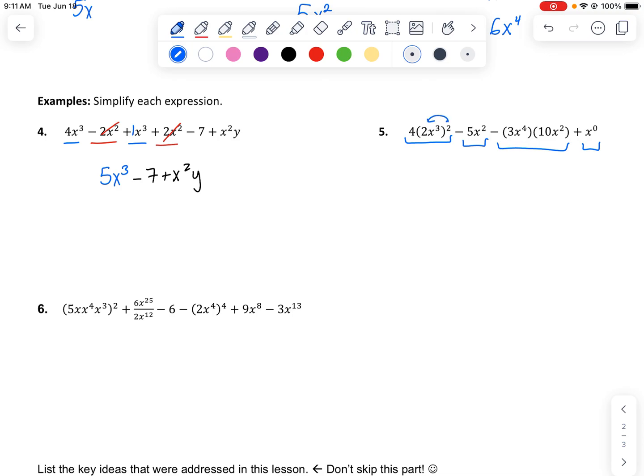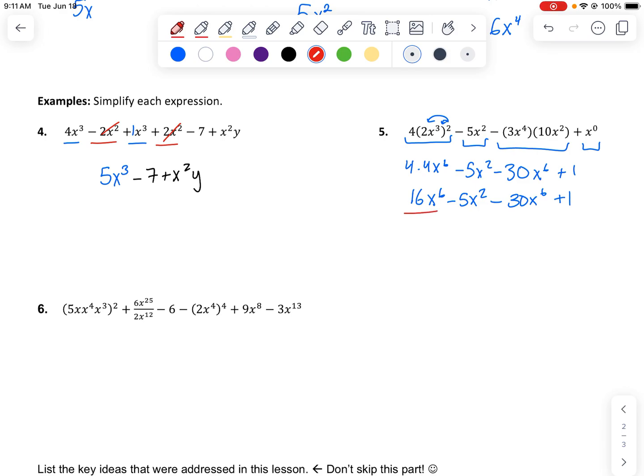So the first term, I need to apply the exponent in first, so I have 4 times 4x to the 6th, which is 16x to the 6th. My next term is already simplified. My next term is a multiplication problem, so I still have the minus here, and 3 times 10 is 30. X to the 4th times x to the 2nd is x to the 6th. And then x to the 0 is 1, so while that wouldn't affect our problem in a multiplication problem, we will have a plus 1 in this problem.